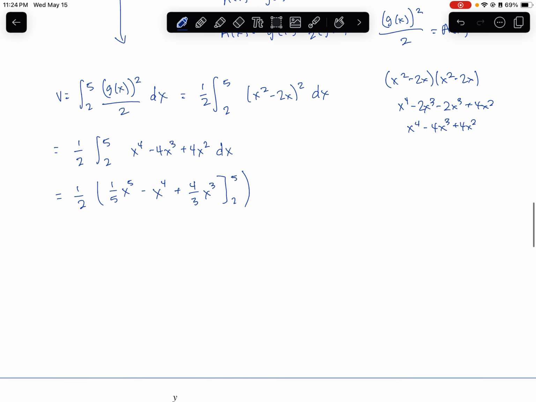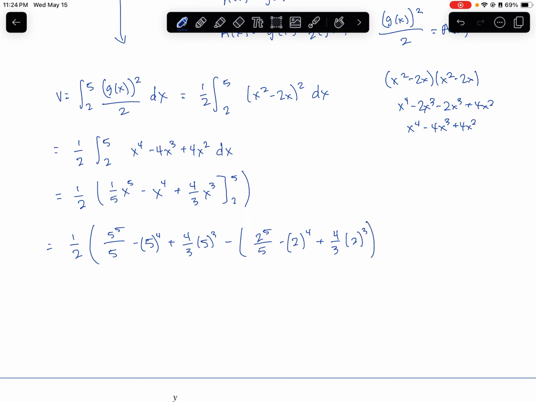Okay, so let's go ahead and plug in 5. So we get 1/2 times [5 to the 5th divided by 5 minus 5 to the 4th plus 4 over 3 times 5 to the 3rd] minus [2 to the 5th divided by 5 minus 2 to the 4th plus 4 over 3 times 2 cubed].